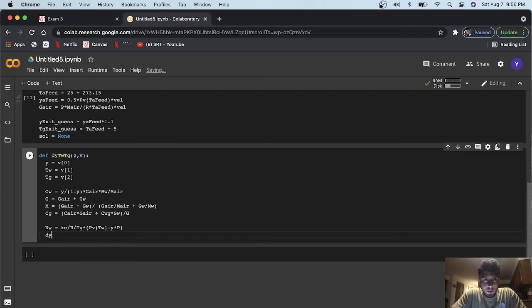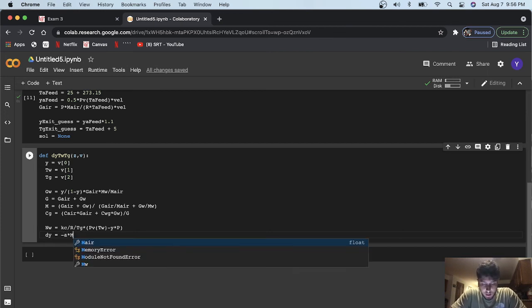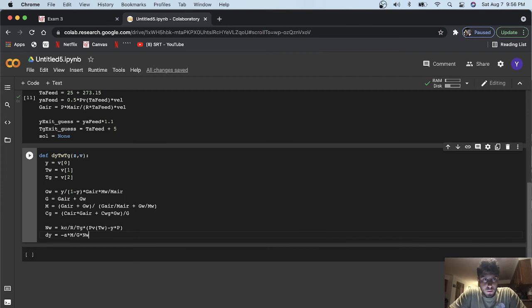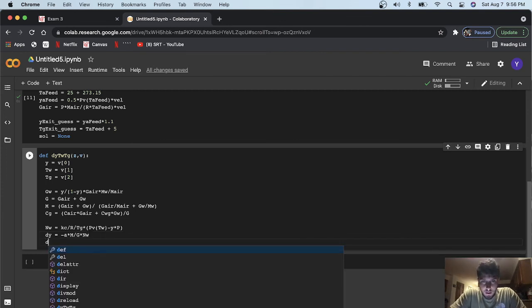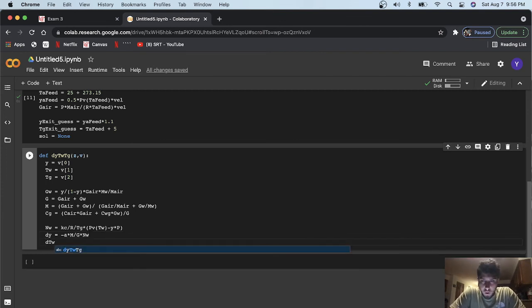We're also going to need the three differential equations. So dy equals negative the specific area multiplied by the molecular weight divided by the gas flow rate multiplied by the molar mass of the water. We also have the change in the temperature of the water, and that's equal to the specific area divided by the liquid flow rate divided by the heat capacity of the water of the liquid.